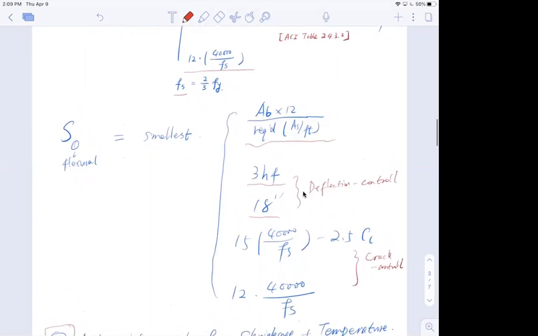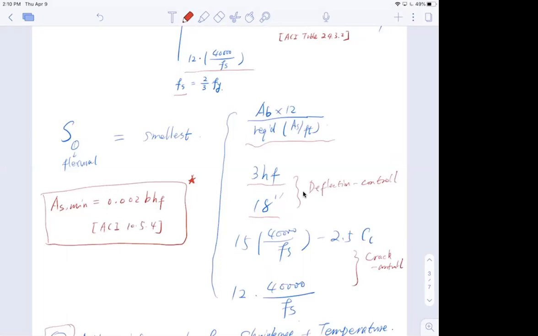So Ab is our As min. As min is actually 0.002 bhf in this case, and you can find this out from ACI 10.5.4. I missed this part from last time, so please add it to your notes. This is the minimum requirement for the area of steel.